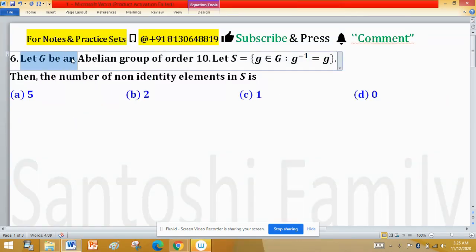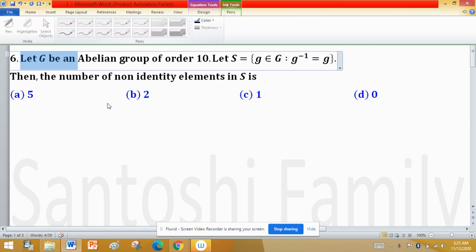Let G be an abelian group of order 10. Let S equal to {g belongs to G such that g inverse equals g}. Then the number of non-identity elements in S is. Four options are given for this mathematical problem. Now we are going to solve this problem.